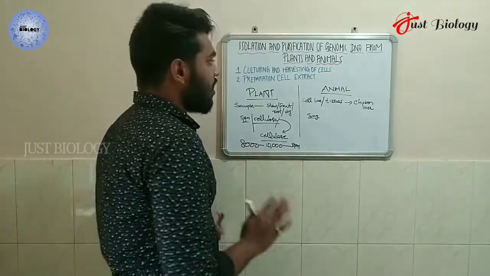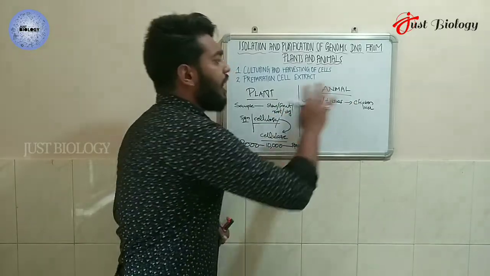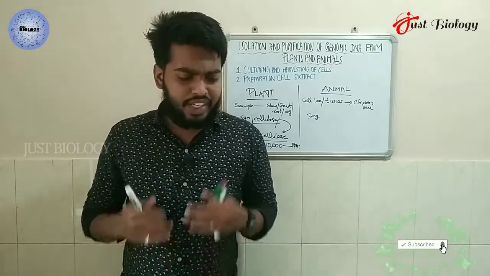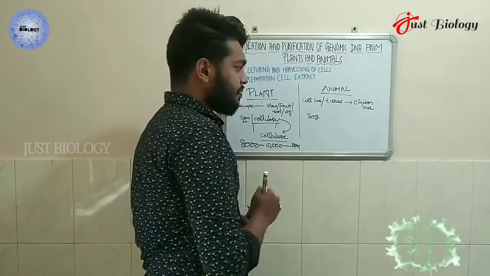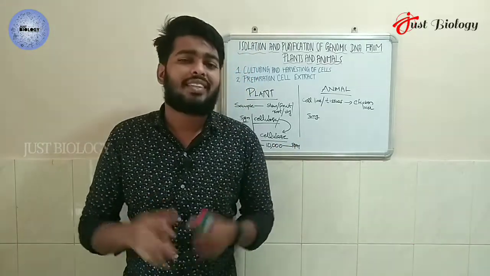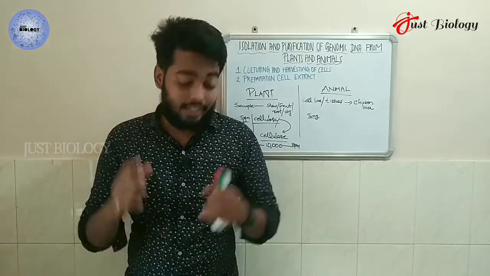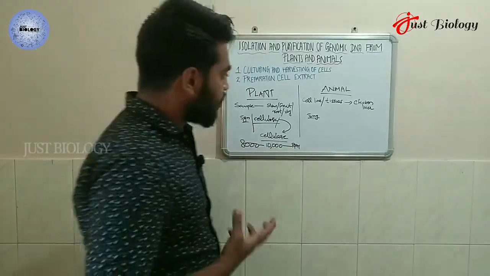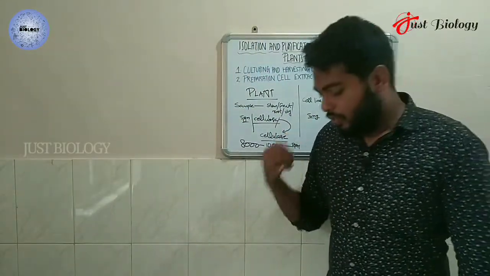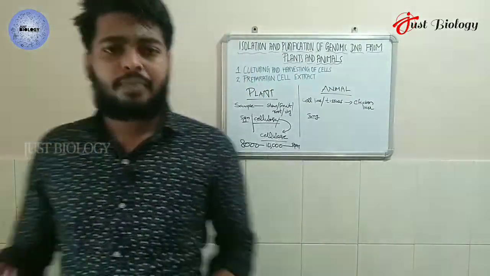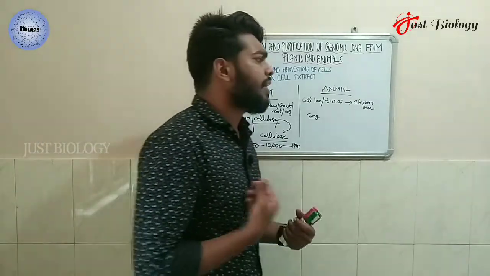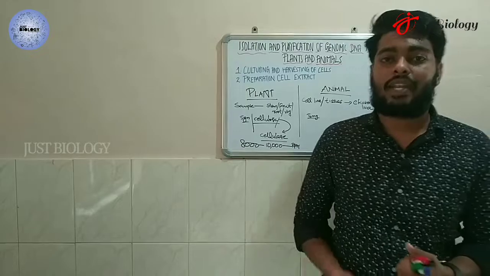Then let's look at the animal cells. As I mentioned earlier, animal cells have only the cell membrane. What do we need to do? We need to break only the cell membrane here. But before breaking, we should remember one thing: they are in the form of tissue. So we need to convert them into cells. How can you convert? We have various methods. One is mechanical, or you can go for the enzymatic method.